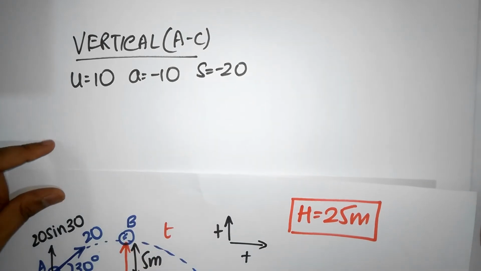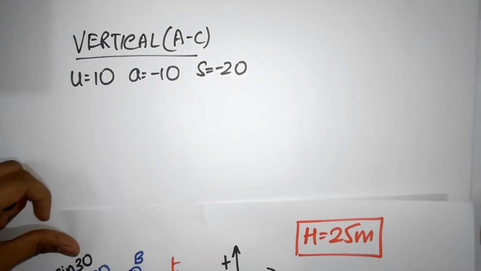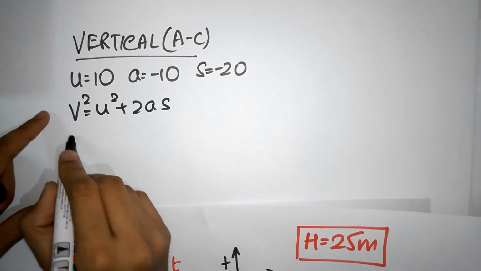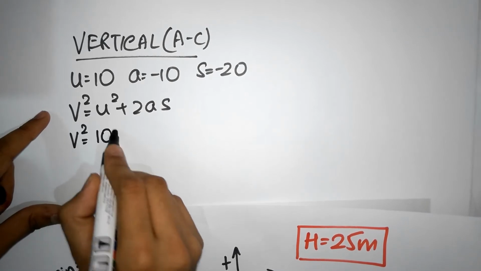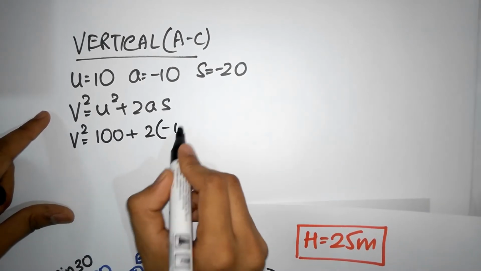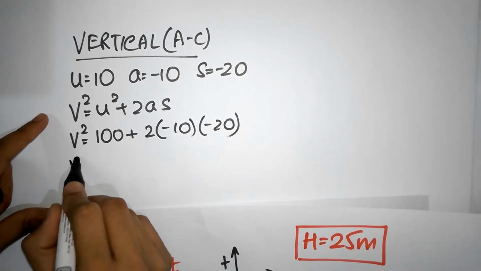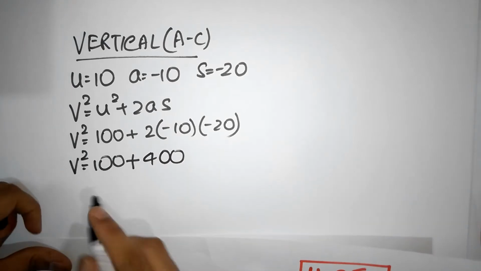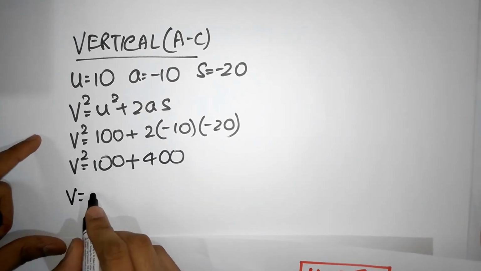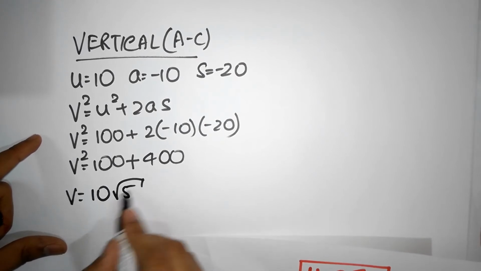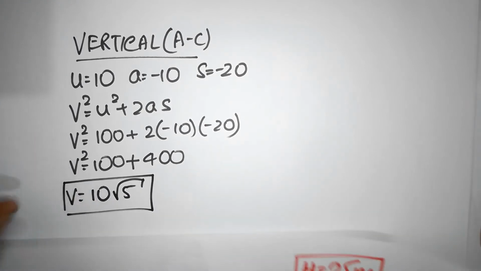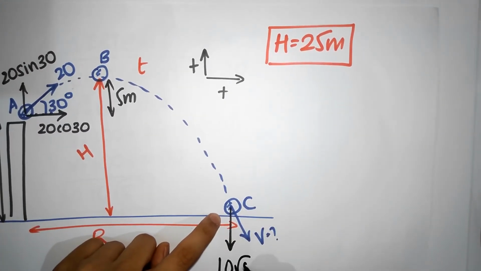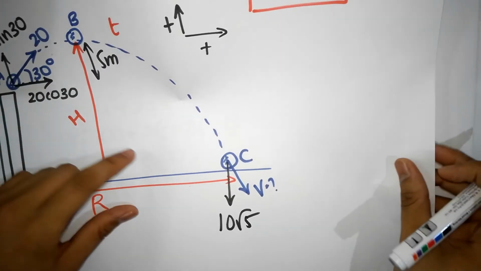Therefore, since we also want to calculate final velocity and time, I'm going to calculate final velocity first. I'm going to use again v squared equals u squared plus 2as. So v squared is u squared, that's 100, plus 2 into minus 10 into minus 20. So v squared is 100 plus 400, which gives you v as square root of 500, which is 10 root 5. So we have found out what the velocity in the vertical is. That is 10 root 5 over here.